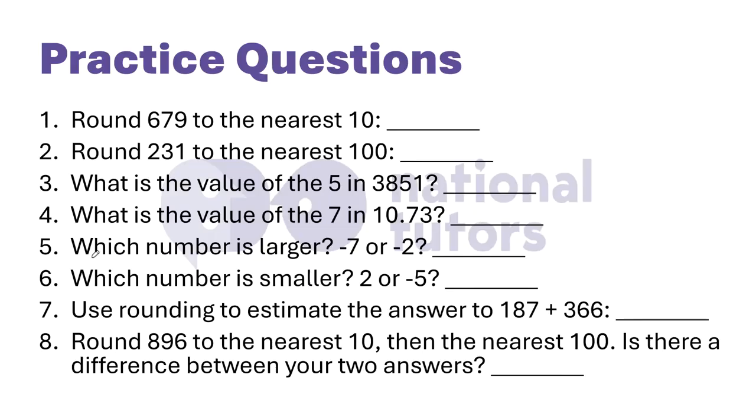Okay, negative numbers now. Which number is larger, -7 or -2? Now, at first glance, this could potentially be a tricky question. I'm going to draw a number line to help me. I'm going to put 0 up here, -10 down here. I know -5 will be in the middle. And I know that -7 will be about here and -2 will be over here. Now, even though 0 is a very small number, I know that it is larger than -10.